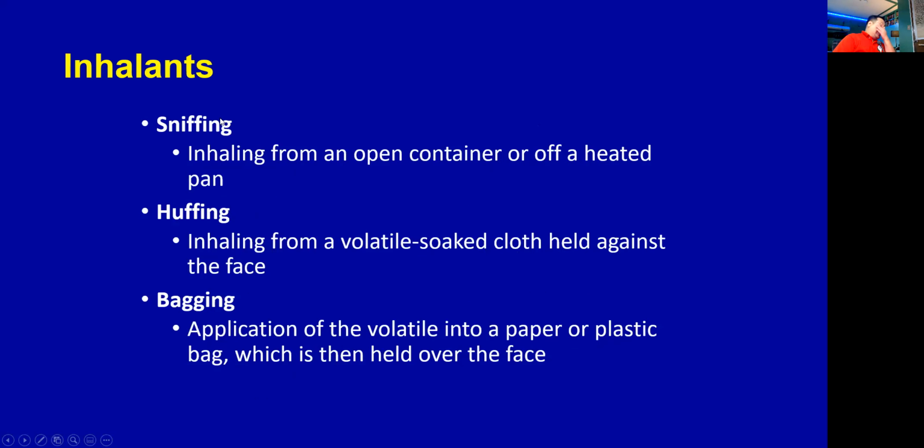Okay, so we use inhalants through sniffing, huffing, or bagging. Grabe. Application of paper and then the bag is held over the face. They put their heads inside the bag. Oh, I haven't seen that one yet.